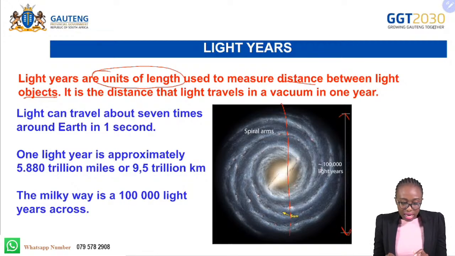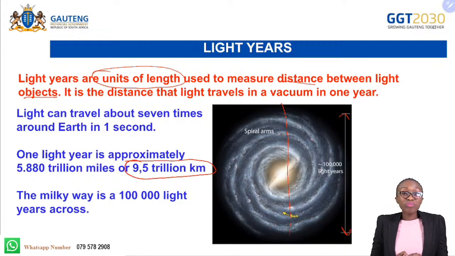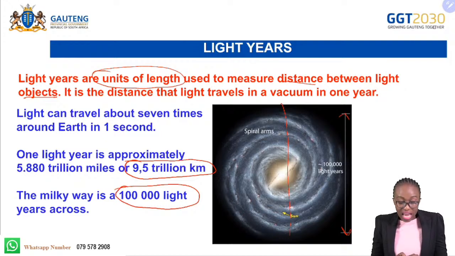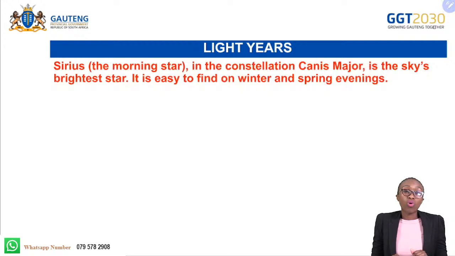And 1 light year is 9.5 trillion kilometers. So if the Milky Way is 100,000 light years across, can you imagine how big it is? It is huge. It is very big. So let's talk more on light years.